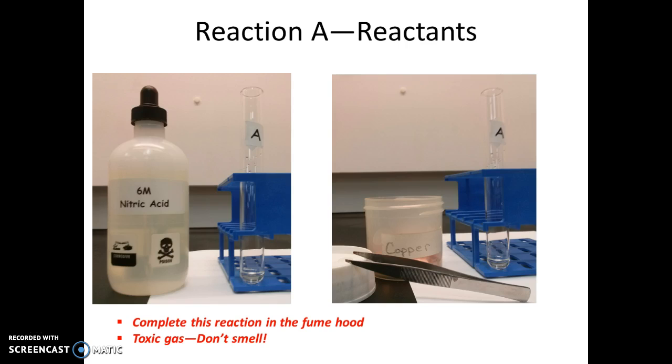The copper metal is your other reactant, and you'll see that the copper will be in a plastic container in the fume hood. You'll want to use your tweezers to add a piece of copper metal to that 1 squeeze of nitric acid in your labeled test tube. And just remember that you're going to be setting up all of this in the fume hood in the lab.